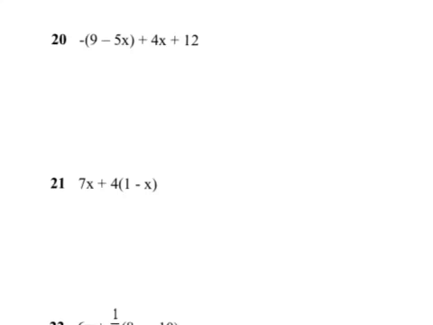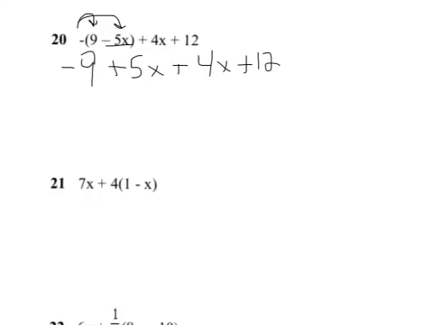Okay, number 20, we want to distribute if possible, and we don't see any numbers just sticking out showing us to do that, but we do see this negative sign in front of this set of parentheses. So I do want to distribute this negative to each of the terms inside of the parentheses. And what this really means is I have a negative 1 times each of these pieces. So we're going to take the negative 1 and distribute it to each. So it's negative 9. And then a negative times a negative 5x gives me positive 5x. And then we're done with the parentheses, so I write the terms after that down. So plus 4x plus 12.